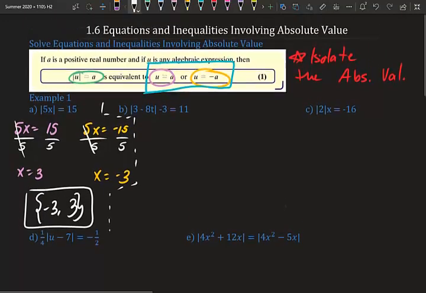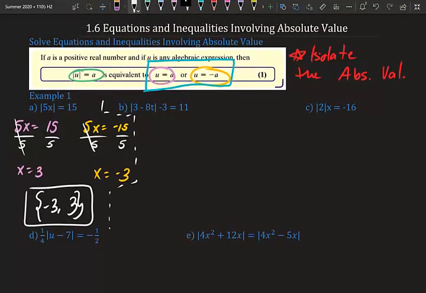Alrighty, part B. So we need to isolate the absolute value. What do I mean by that? You see how there's this negative 3 here? We have to make sure it goes away. We only need absolute value equals whatever. So the absolute value needs to be by itself. So we're going to add 3 to both sides. And when we do, we're left with 3 minus 8t equals 11 plus 3, which is 14. And now that we isolated the absolute value, we're going to go ahead and split it into two equations.